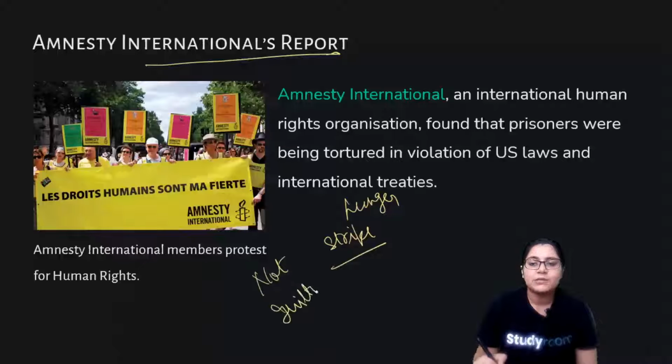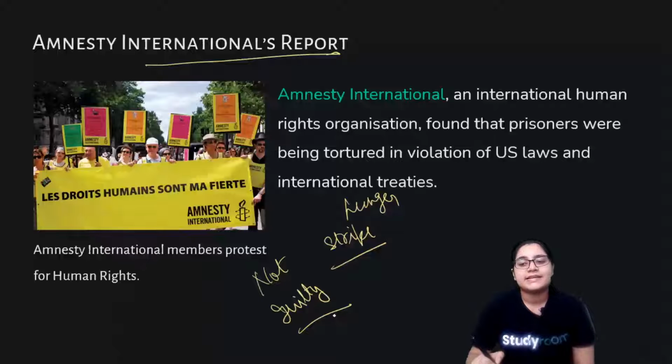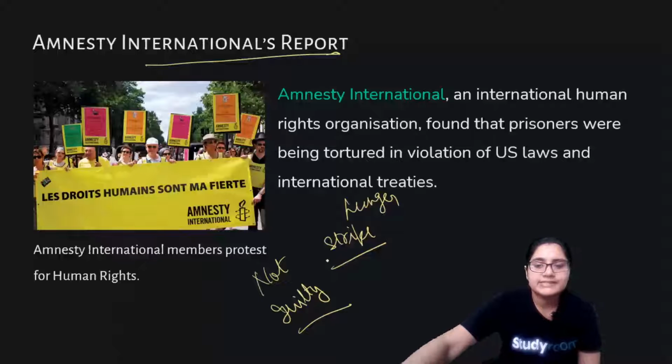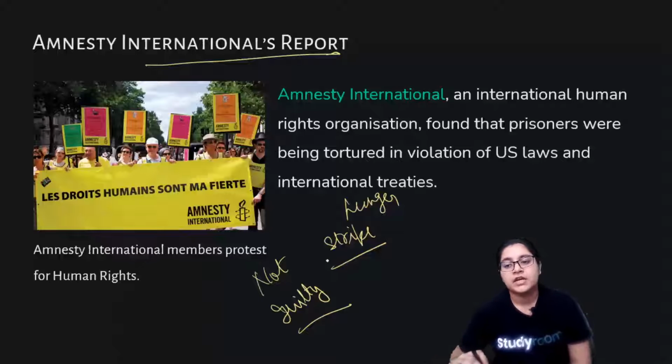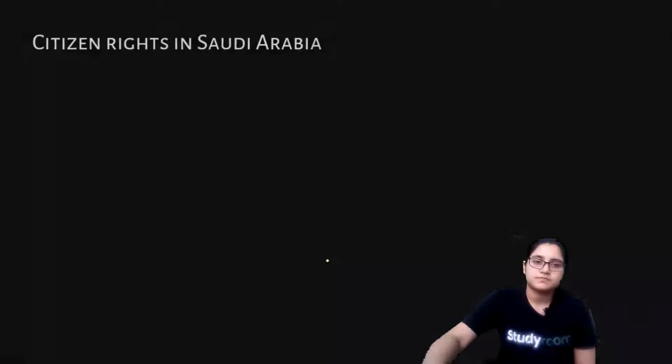An independent inquiry by the UN supported these findings. The UN Secretary General said that the prison in Guantanamo Bay should be closed down. The US government refused all these pleas. Overall, in this case, a government of one country denied rights to citizens of another country.